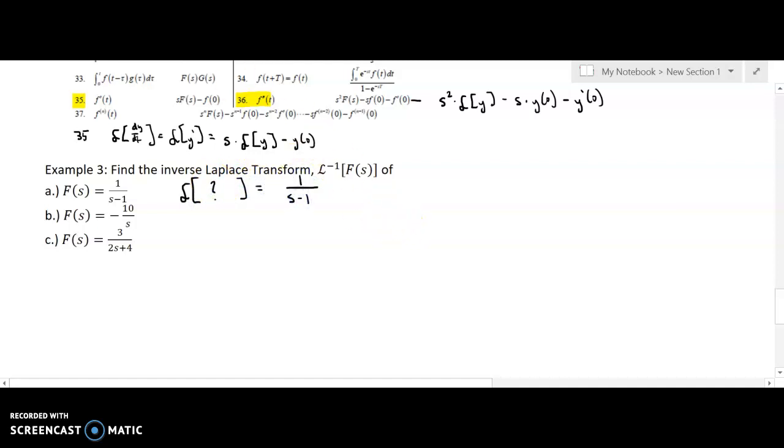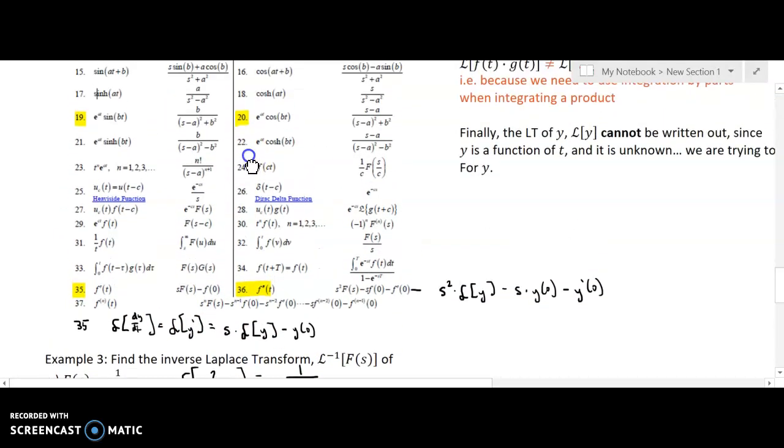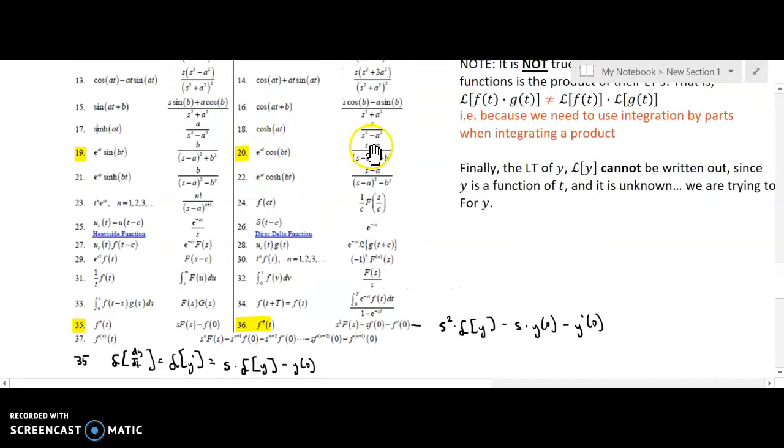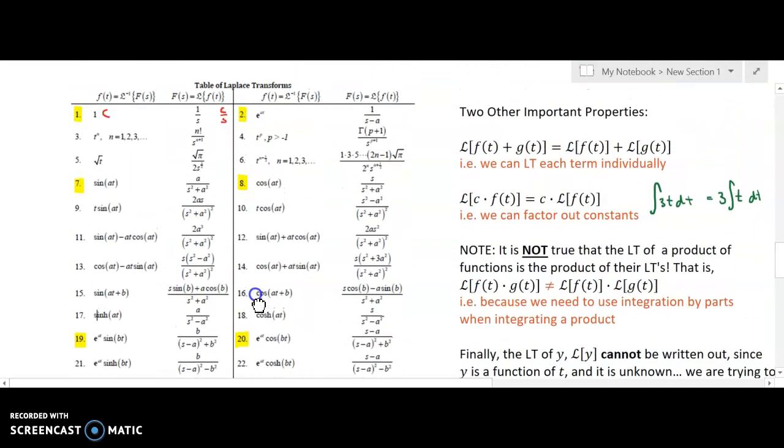Well, let's take a look at anything in the rightmost columns here that looks similar to 1 over s minus something. So let's just look at the common ones. Well, that doesn't look like it. That doesn't look like it. But I think, hey, we've already encountered one. The Laplace of e to the at results in an F of s function of 1 over s minus a.